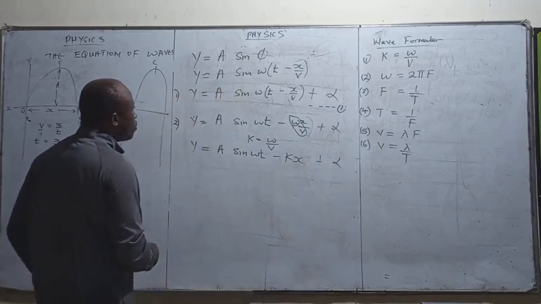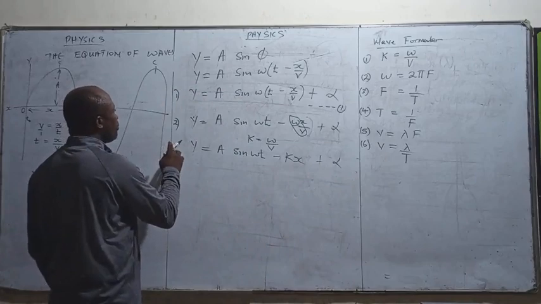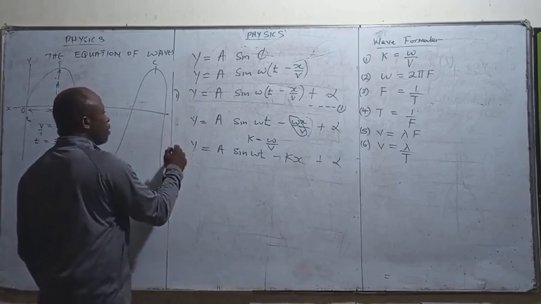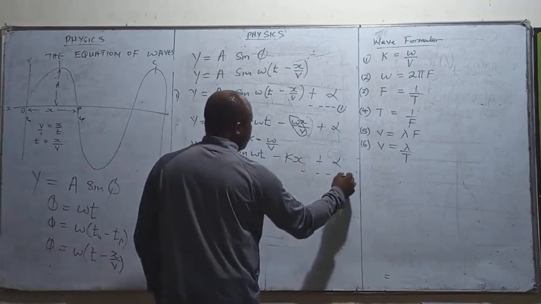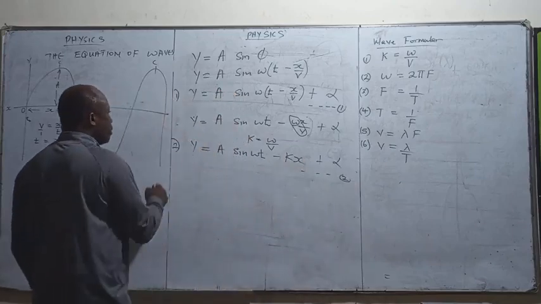So we can refer to this as what? Equation 2. So this becomes our equation 2. We call it number 2.